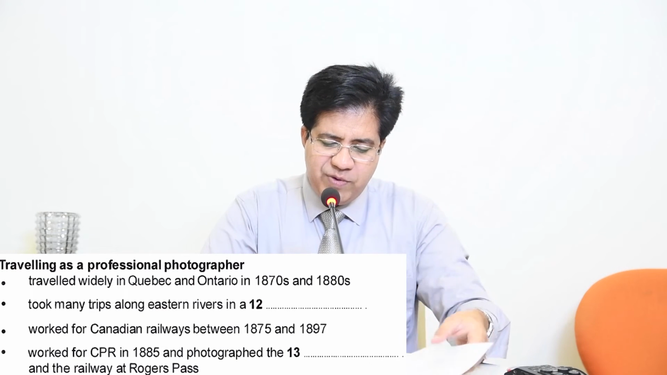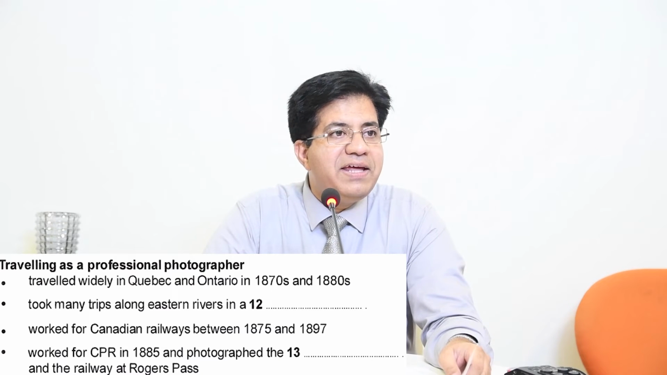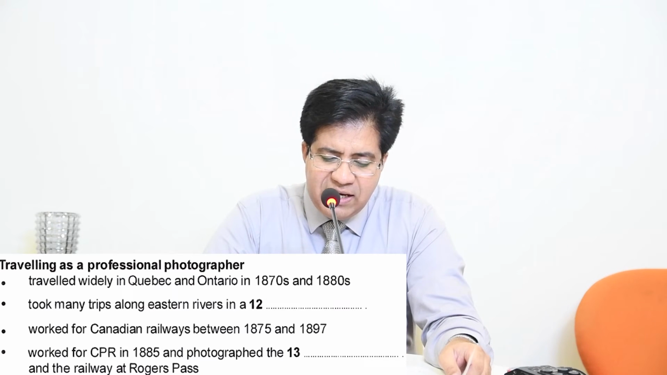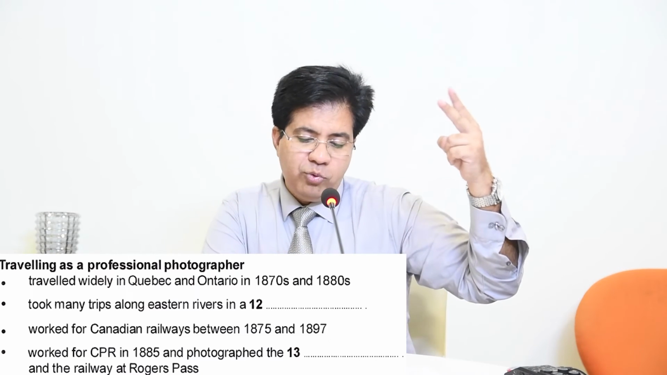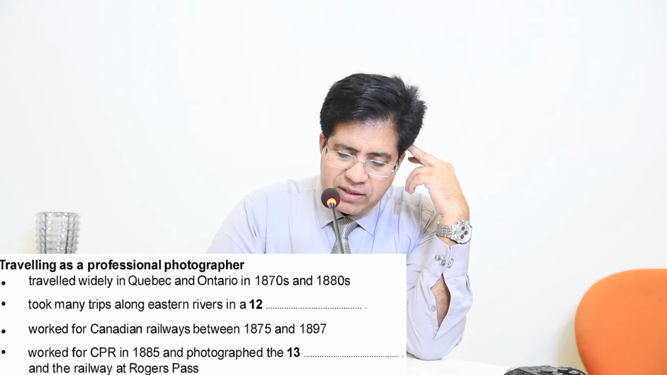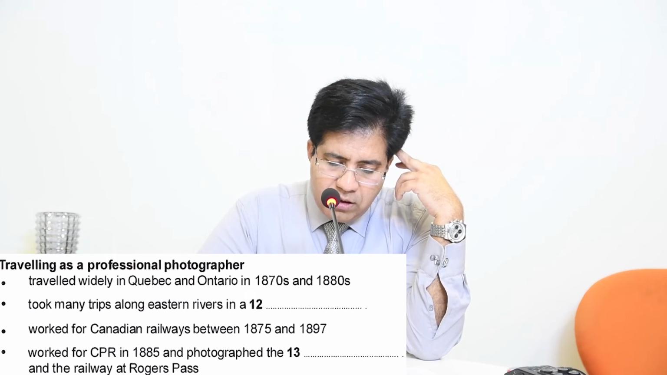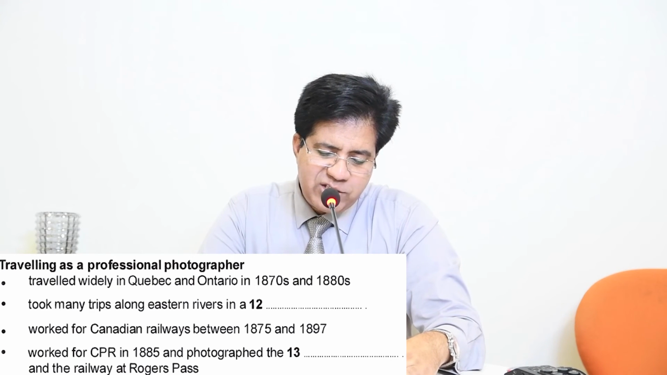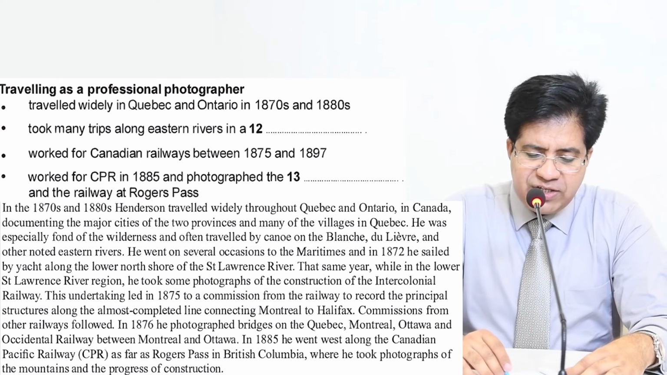All right, last question 13. Worked for CPR, you know CPR, Canadian Pacific Railway, in 1885 and photographed the dash and the railways at Rogers Pass. Rogers Pass, look for Rogers Pass. He took photos of two things. Photographed the dash and the railway. Okay, let's come to Rogers Pass. Where is Rogers Pass? Okay, it's the third last paragraph and third last line. We read from there. Okay, let's read it from third last line.